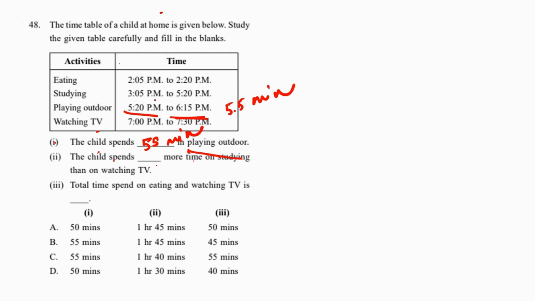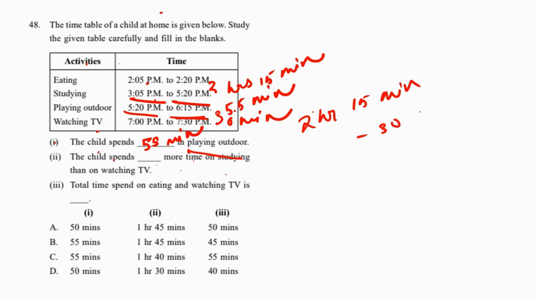Next, the child spends dash more time on studying than watching TV. How much has he spent on watching TV? 7 to 7:30. That's 30 minutes over here. And studying 3:05 to 5:20. That's 2 hours and 15 minutes. So how much less time? 2 hours and 15 minutes minus 30 minutes. That's 1 hour 45 minutes. Combination of 55 minutes and 1 hour 45 minutes, option B only has it.